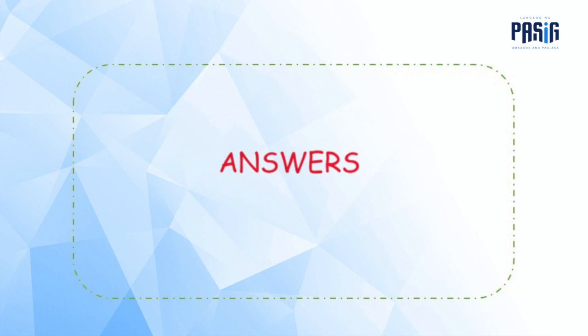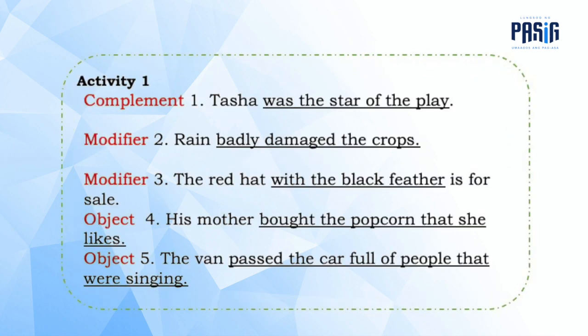This time, let us check your work. For number 1, Tasha was the star of the play. The underlined was the star of the play is a complement. Number 2, rain badly damaged the crops. The underlined words badly damaged the crops is a modifier. Number 3, the red hat with a black feather is for sale. The underlined with a black feather is a modifier.